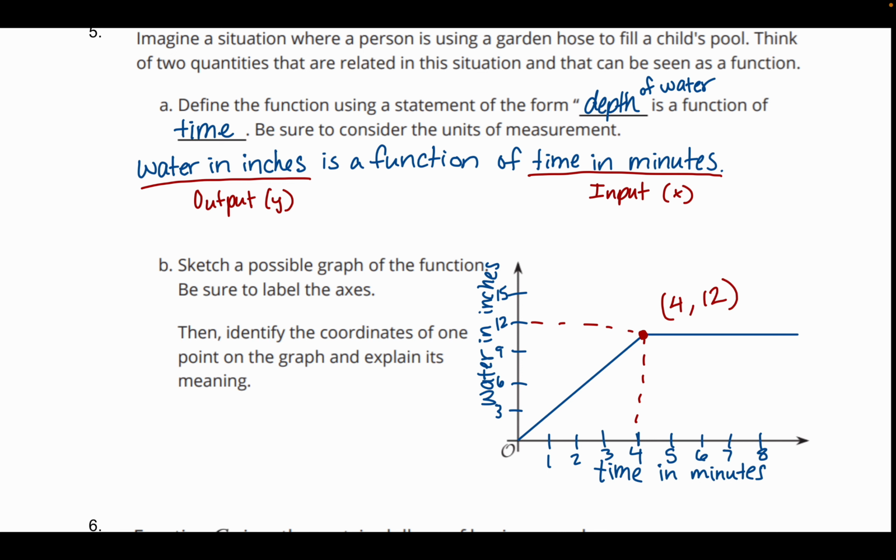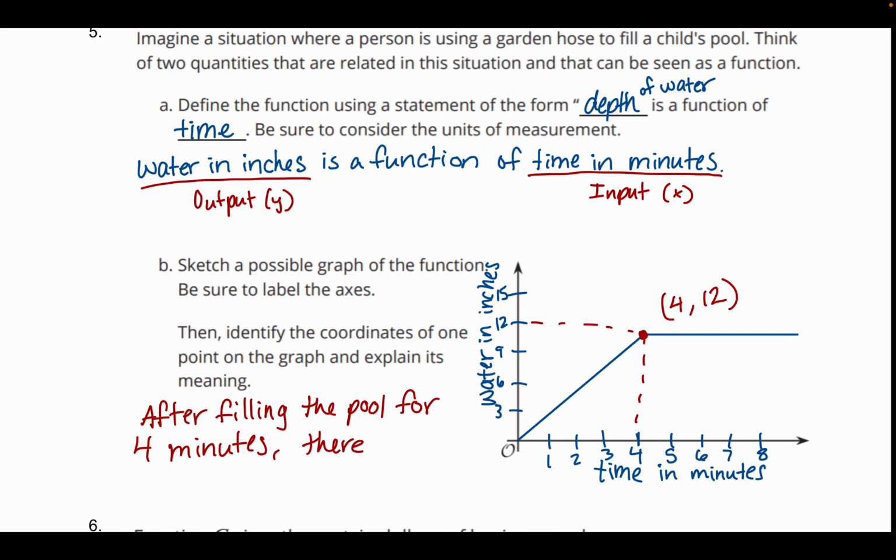And what this means, I'm going to write a sentence over here to the left and say, after filling the pool for 4 minutes, there is 12 inches of water.